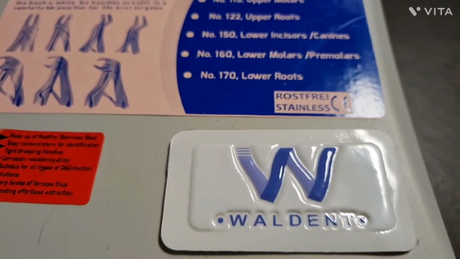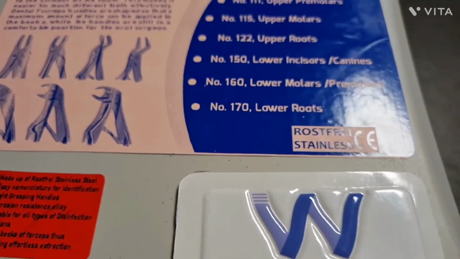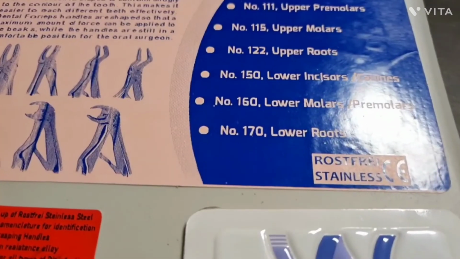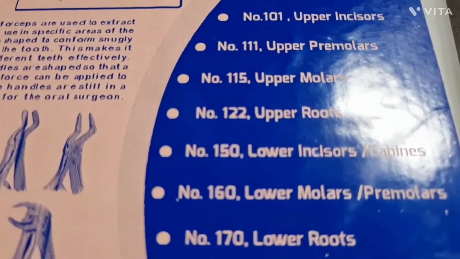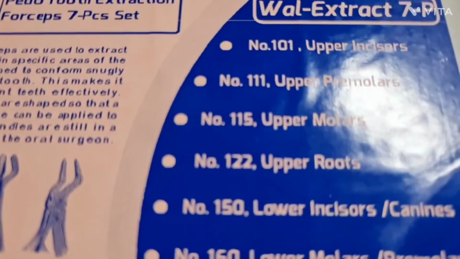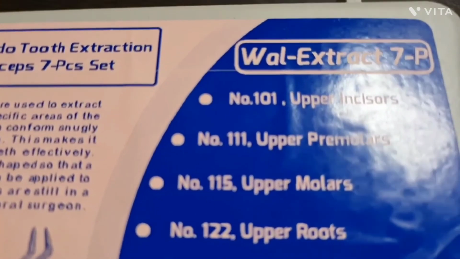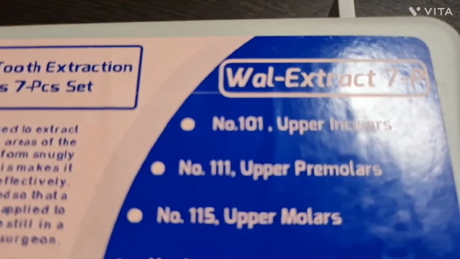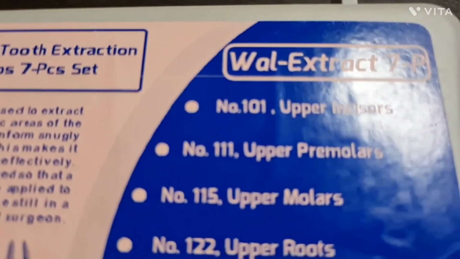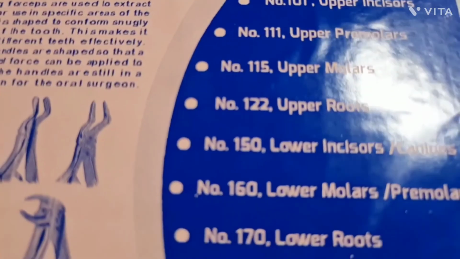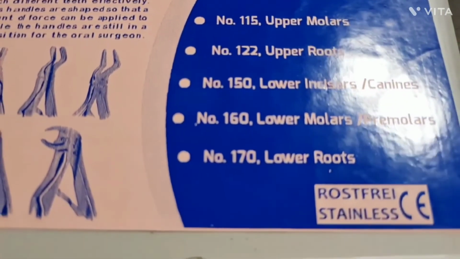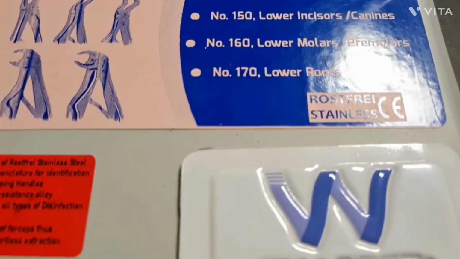So these are the forceps, and always remember when you are doing extraction, use the correct forceps. On each forceps the number is written, and from the box you can correlate which forceps is which one. You can use these forceps, but always remember to use the correct extraction forceps for a particular tooth. It is very challenging to do extraction in a child patient, so use the correct instrument.